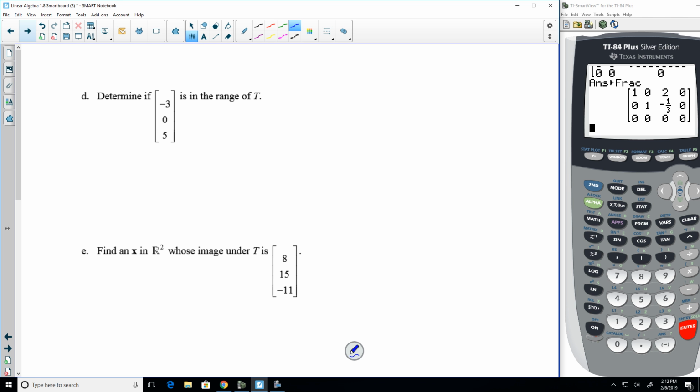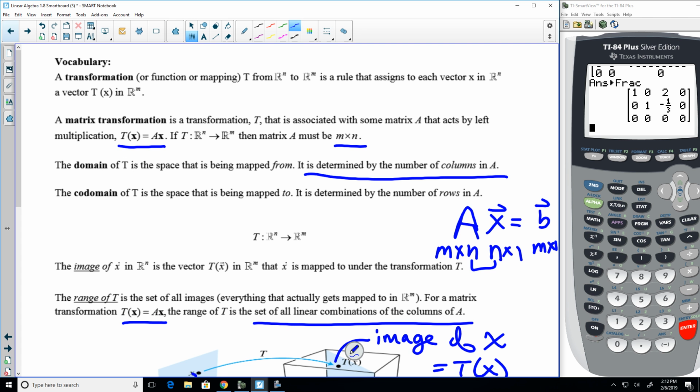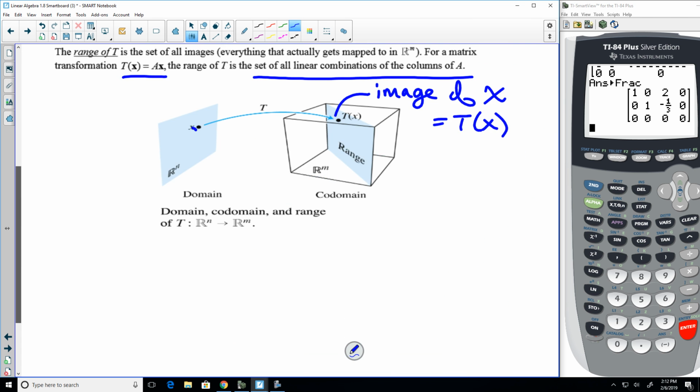Where's the range? The range is in the codomain, and it's what actually gets mapped into the codomain. Not every R3 vector is in the range. The range is what is actually outputted from the function, or from the mapping, or from the transformation.